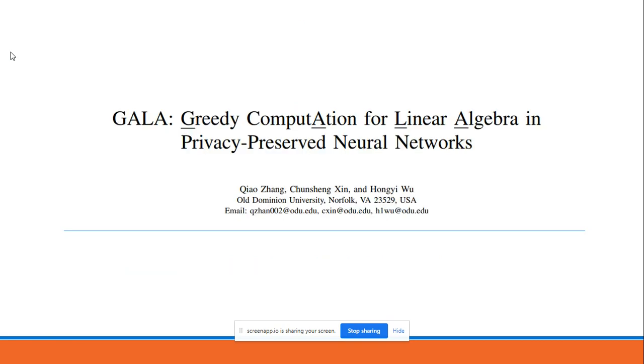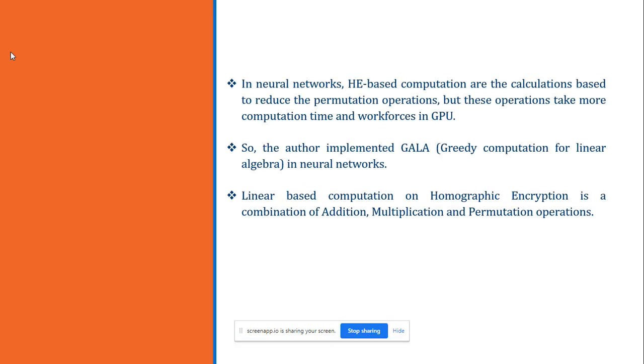GALA: GPU-friendly computation for linear algebra in privacy-preserved neural networks. In neural networks, HE-based computation is calculated to reduce the permutation operations, but this operation takes a large amount of GPU workforce. So the authors implemented GALA, greedy computation for linear algebra in neural networks.